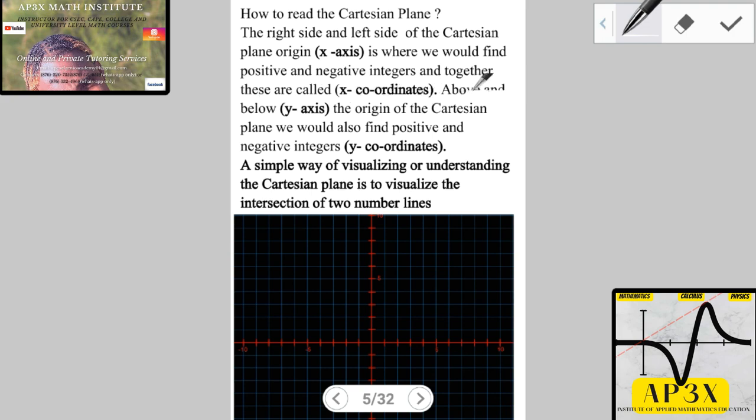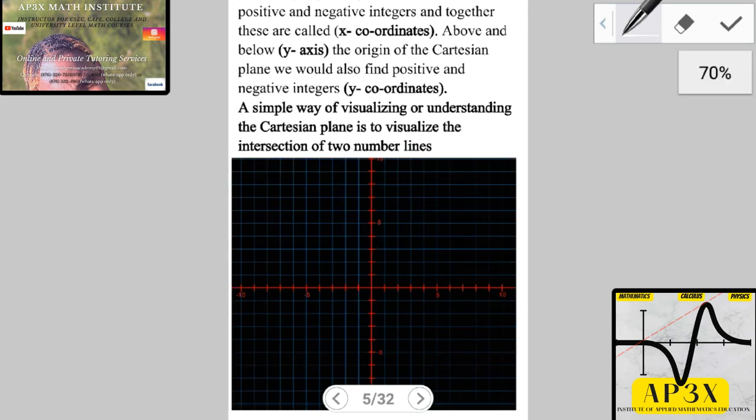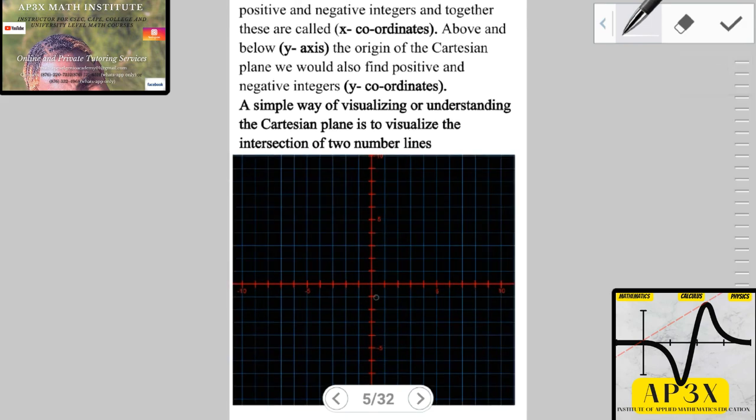Now, above and below the origin, here and down here, that's called your y-axis. So this is the origin. Above and below, you're going to find also positive and negative integers. So above, positive, below, negative. Very, very important that you understand how to draw your Cartesian plane properly.